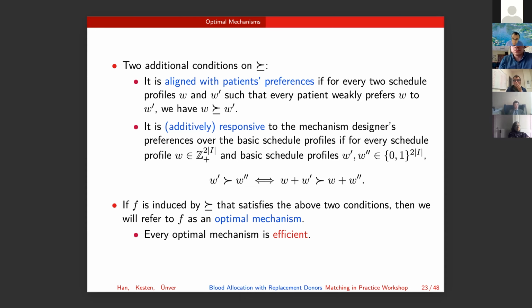So I've actually given you almost every definition. Under these two assumptions, if a mechanism designer satisfies these two conditions, then we'll say that F is an optimal mechanism. So an optimal mechanism is a maximizer of a preference relation through a feasible schedule correspondence subject to these two assumptions. By definition, because of this alignment property, every optimal mechanism is efficient.